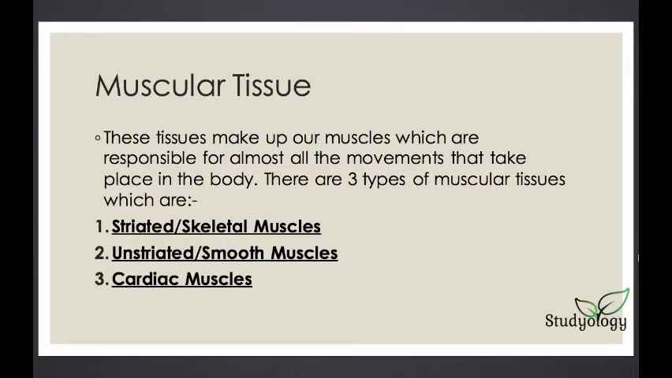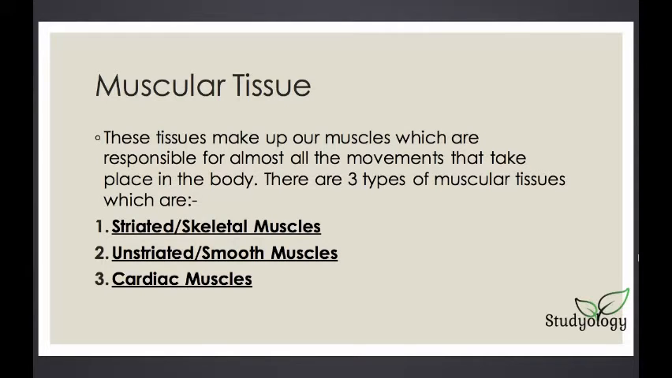So now we are done with the epithelial tissue and their types. Epithelial tissue and their types are the squamous epithelium, then next is the stratified squamous epithelial, then there's cuboidal and there are columnar. Next is the muscular tissue.